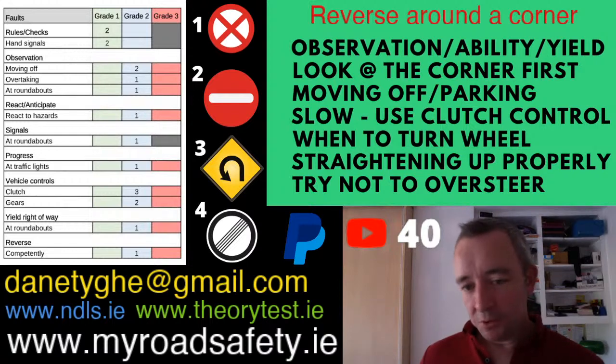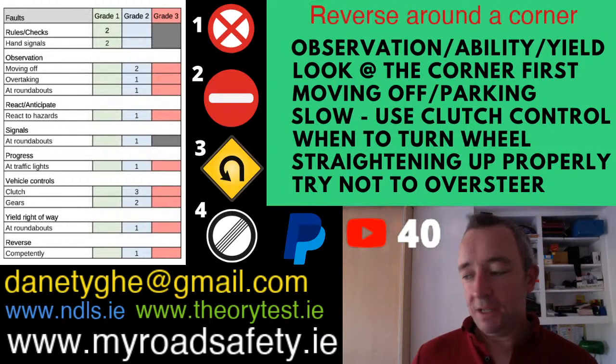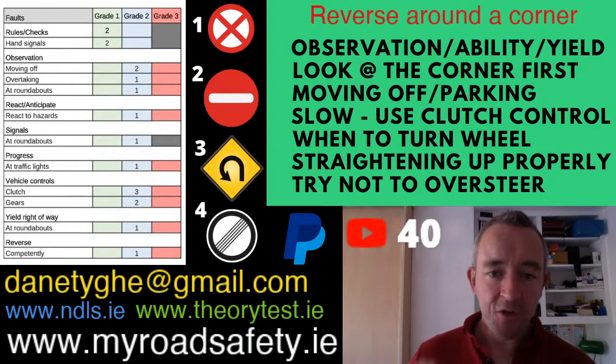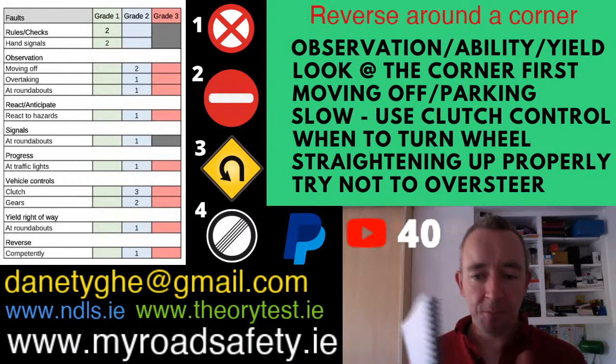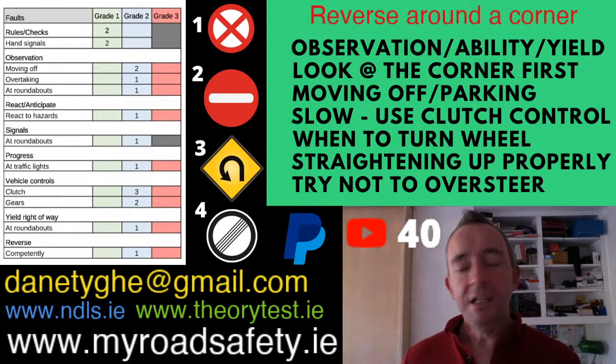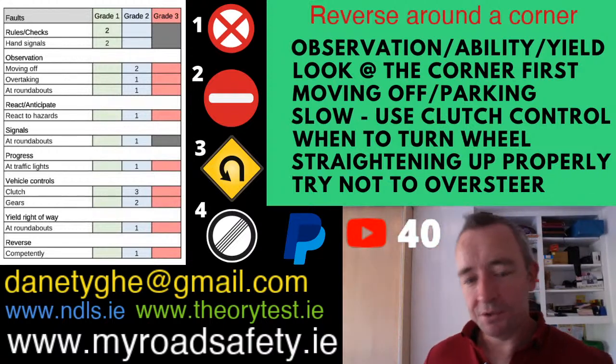And then the right side mirror can be good as well, because if you're going straight, it's good to give a quick glance in the right side mirror just after halfway, just in case a cyclist or a motorbike or someone is coming up on your side, especially on the bigger roundabouts that are wider, okay? So a lack of mirror checks there on the roundabout going straight. That's what that one was, observation at roundabouts.